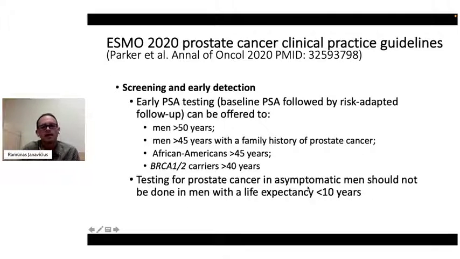And the last slide is on screening, also from the ESMO guidelines. Early prostate cancer screening is recommended for BRCA1 and 2 carriers from 40 years of age. Also, presumably for other genes involved in the same pathway.